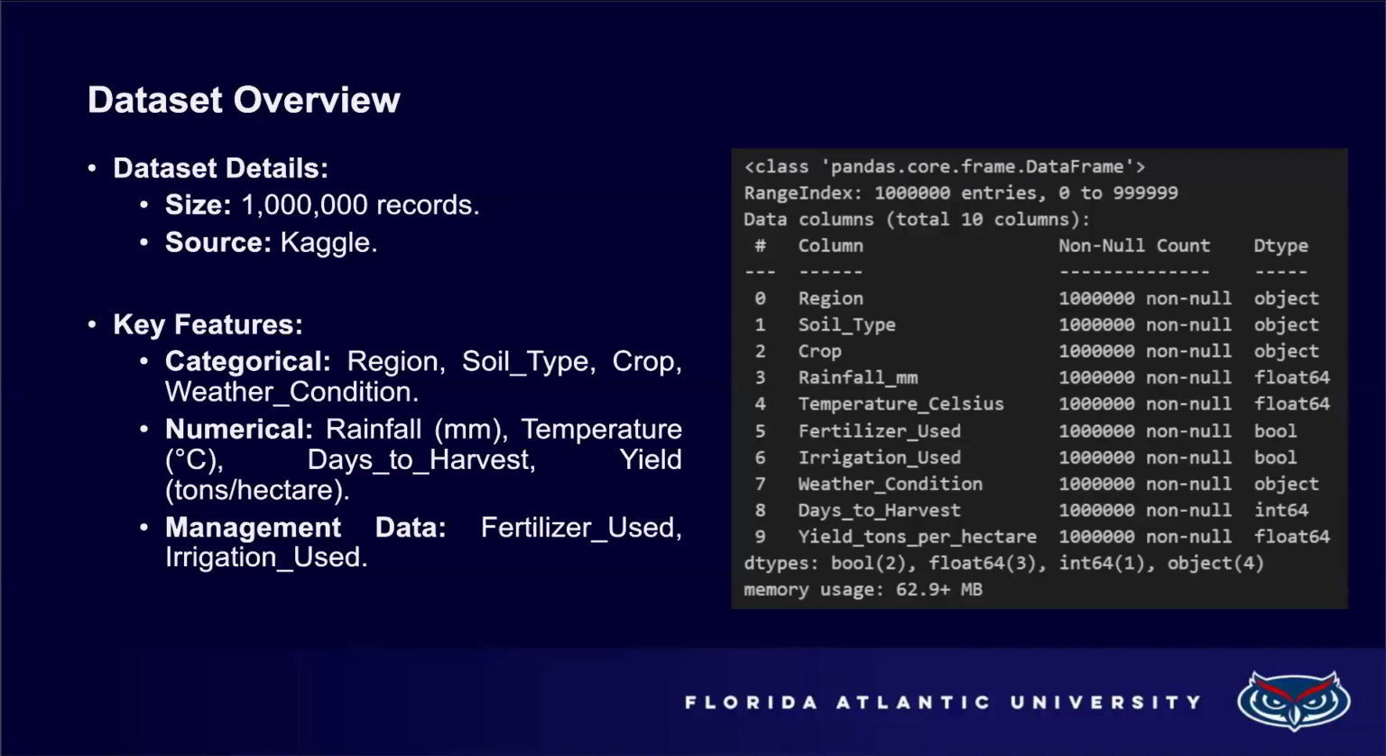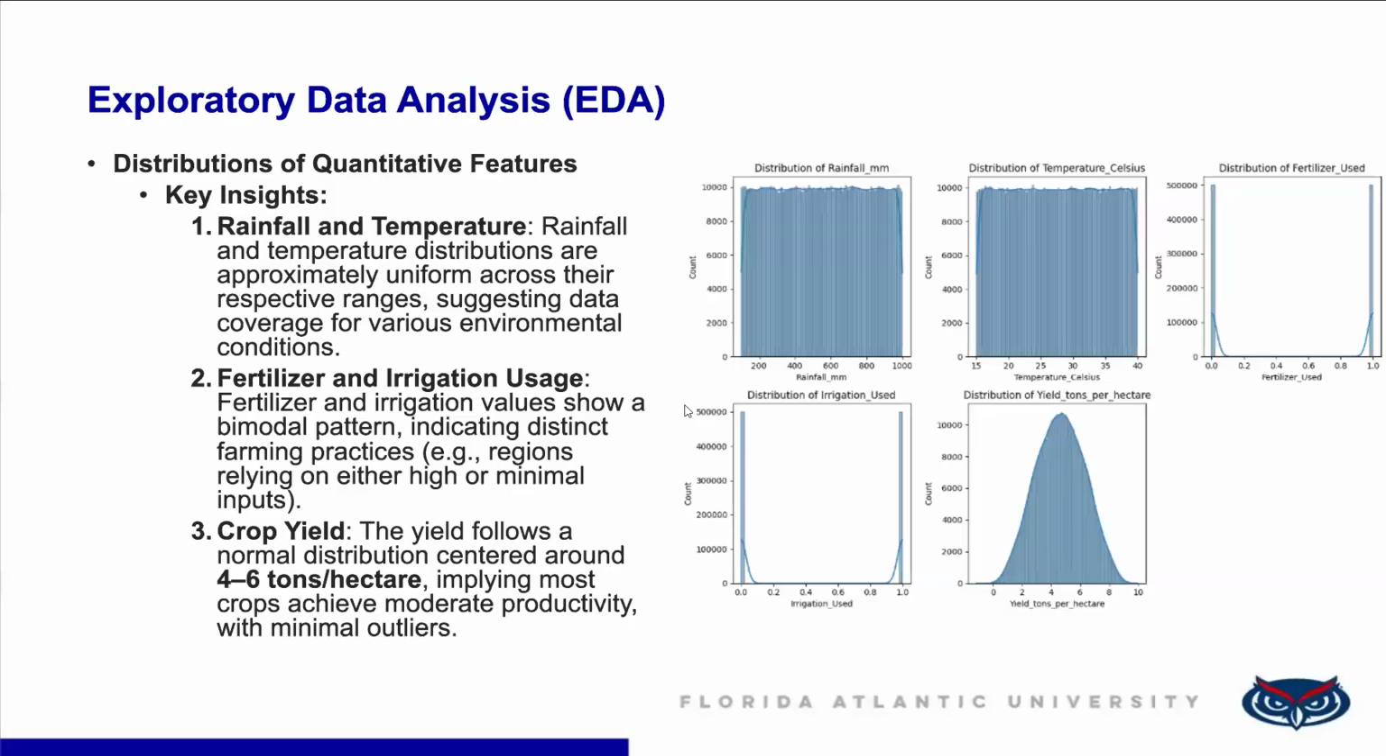We have collected the data from the Kaggle, which contains around a million records with the features region, soil type, and crop, which are the categorical features, as well as numerical features such as rainfall, temperature, days to harvest, and some of the management data as well, such as fertilizer used and irrigation. In the figure on the right side, we can see the different features with respect to their data type.